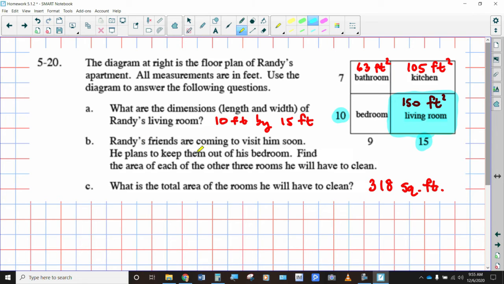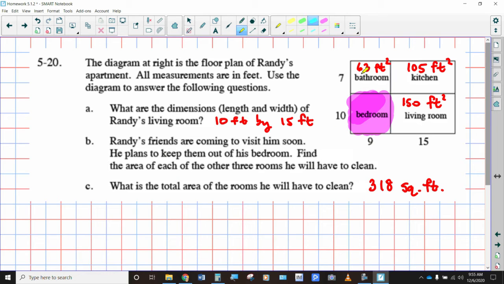Now, Randy's friends are coming to visit him. He plans to keep them out of his bedroom. All right, hold on for a second. Nobody's going in the bedroom. Stay out of the bedroom. That does not count here. So find the area of each of the other 3 rooms he will have to clean. What is the total area of the rooms he will have to clean?